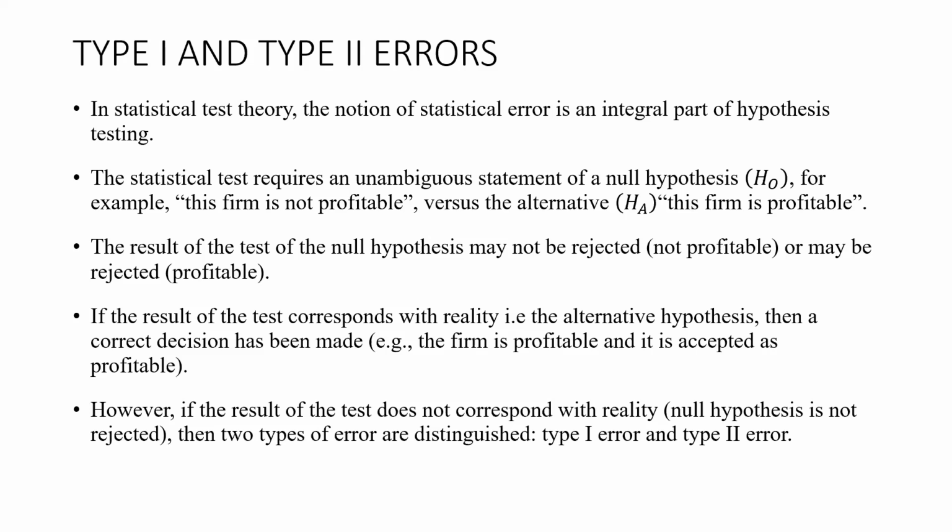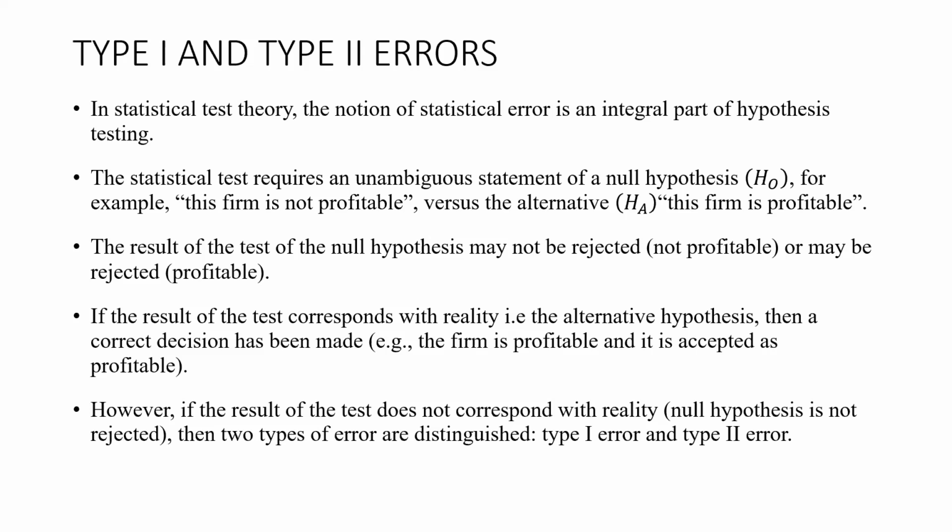So the result of the test is that the null hypothesis will not be rejected. In that case, we say it is not profitable. Or it may be rejected, and in that case, we say it is profitable. If the result of the test corresponds with reality, and when we are talking of corresponding with reality, we are talking of a situation whereby we reject the null hypothesis, that is, our alternative hypothesis stands, then a correct decision has been made. In the example I'm using to illustrate, it means the firm is profitable and it is accepted as profitable. But if the test does not correspond with reality, which means we cannot reject the null hypothesis, we are saying the firm is not profitable. To be able to make that kind of assertion, we are face to face with two types of error that we have to manage.